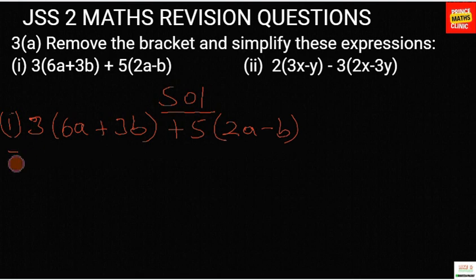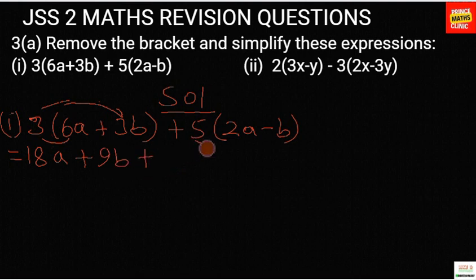So what do we do? You take this 3, you multiply 6a. So 3 times 6 is 18. Then you write the a. Then you put a plus. Then you take the same 3, you multiply it with this 3b as well. Remember, the first 3 is to multiply this, second with this. So 3 times 3 is 9. Then you put a b.